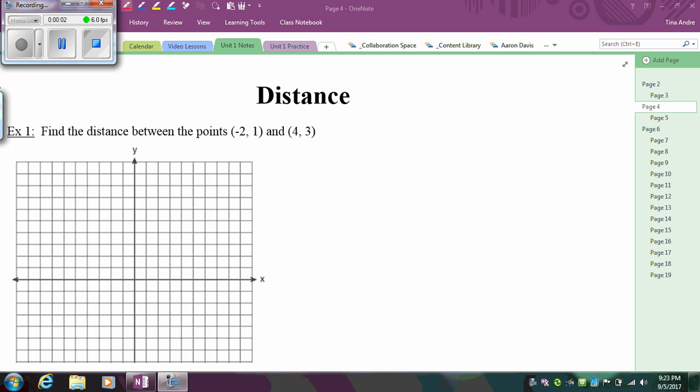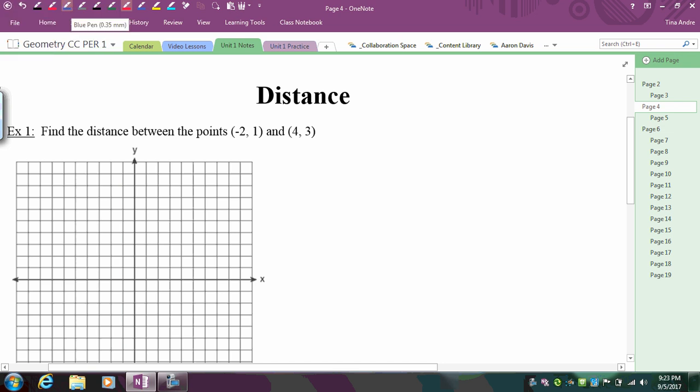In this lesson, we're going to learn how to find the distance between 2 points, or the length of a segment. So the first way that we can do this is by graphing the points and then using the Pythagorean theorem. So let's start off by just graphing the two given points.